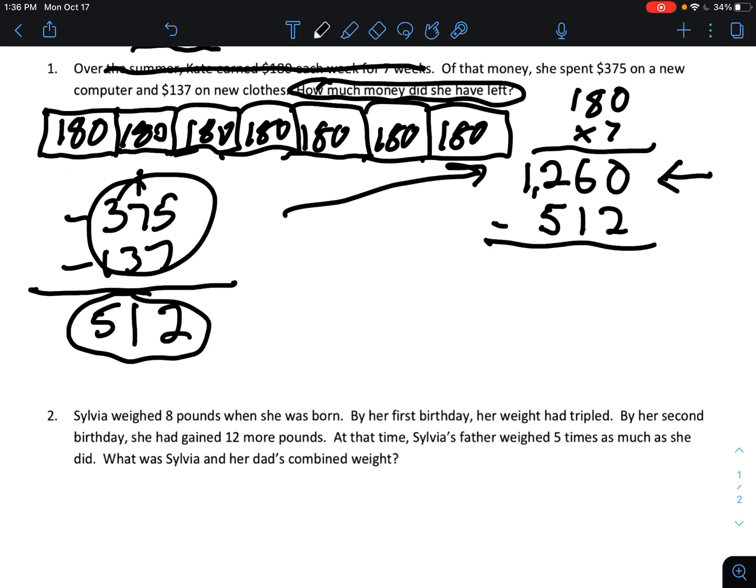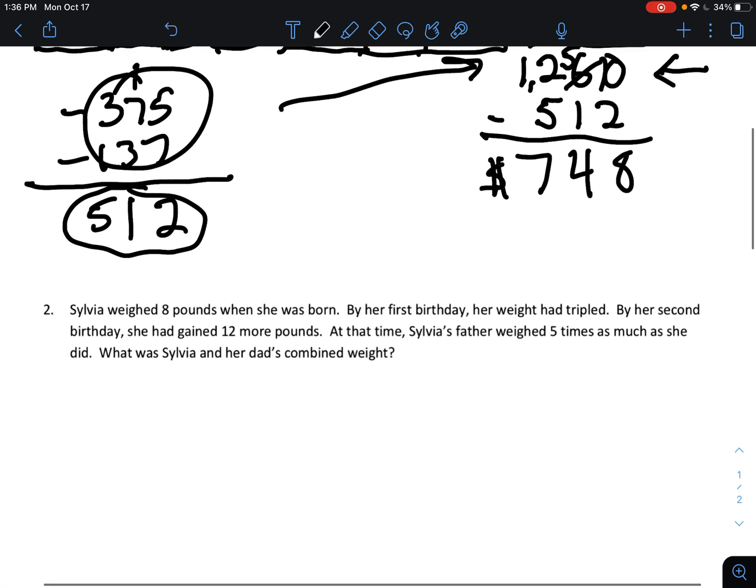All right, let's see. So I'll have to borrow here. So you should have got $748 as your answer. All right. Okay, let's move on to the second problem.